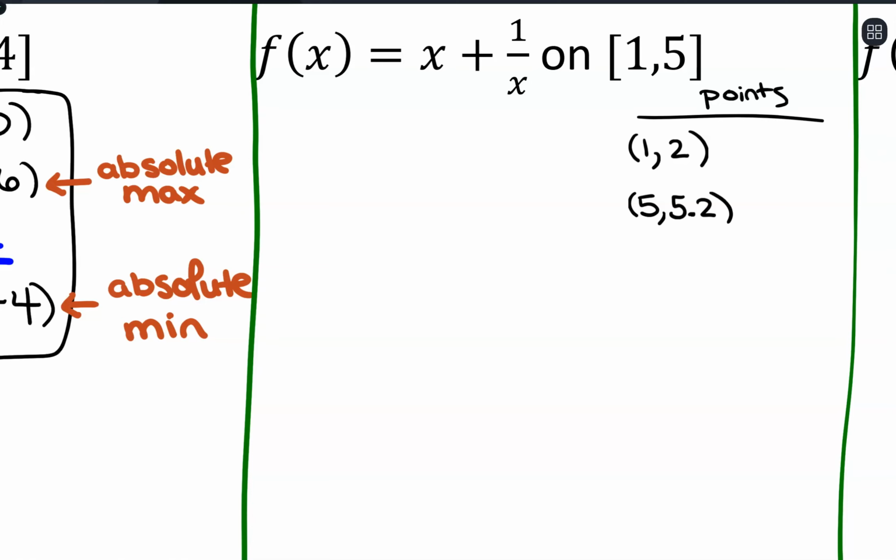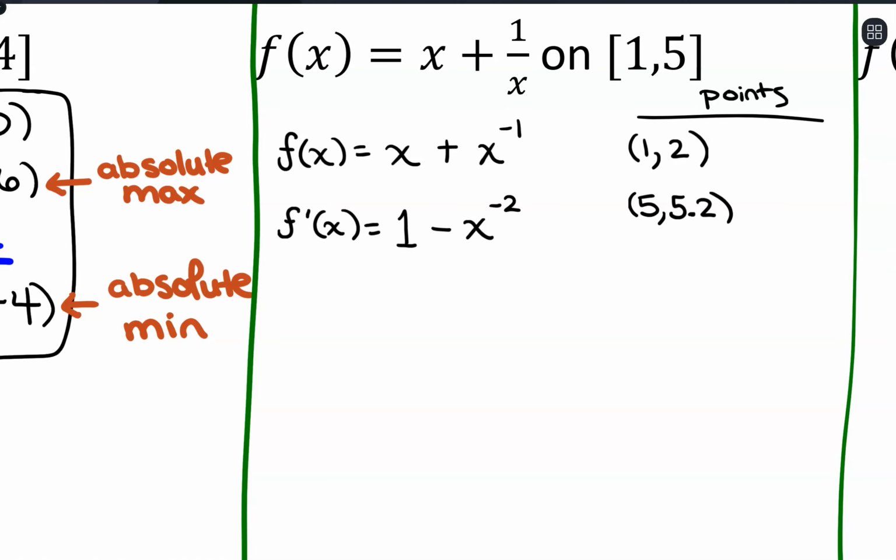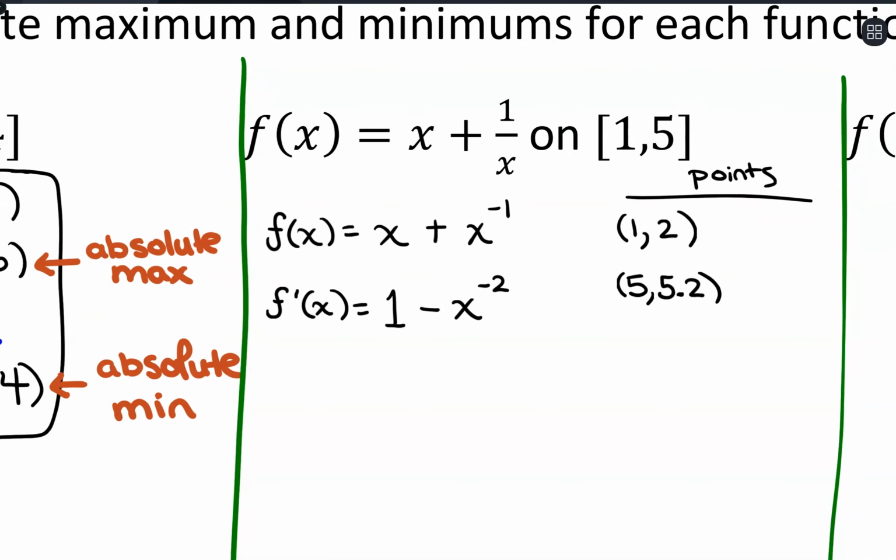Now let's go ahead and take the derivative. I'm going to rewrite the function so that 1 over x is rewritten as x to the negative 1. So taking the derivative, the derivative of x is just 1, and then we're going to have minus x to the negative 2.